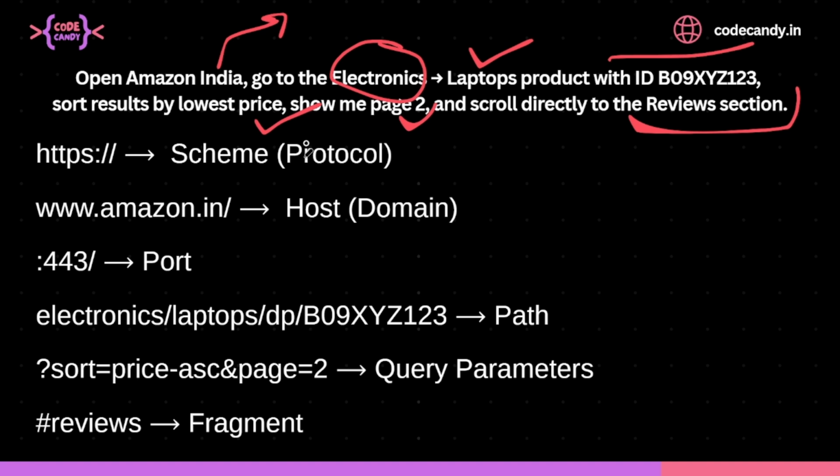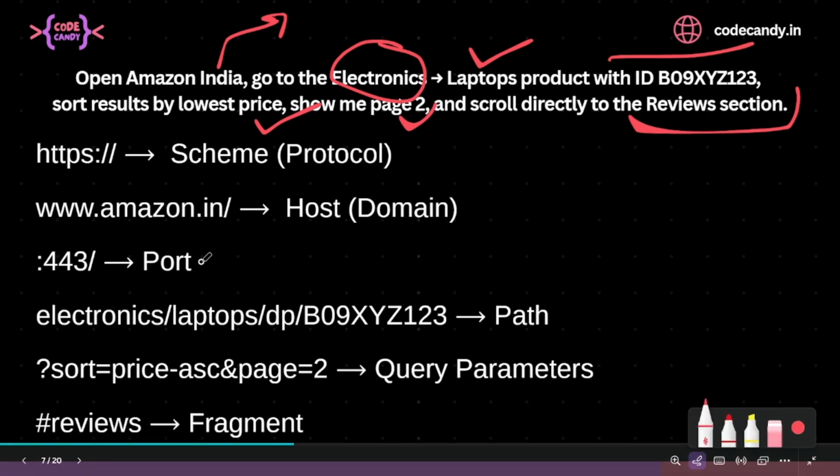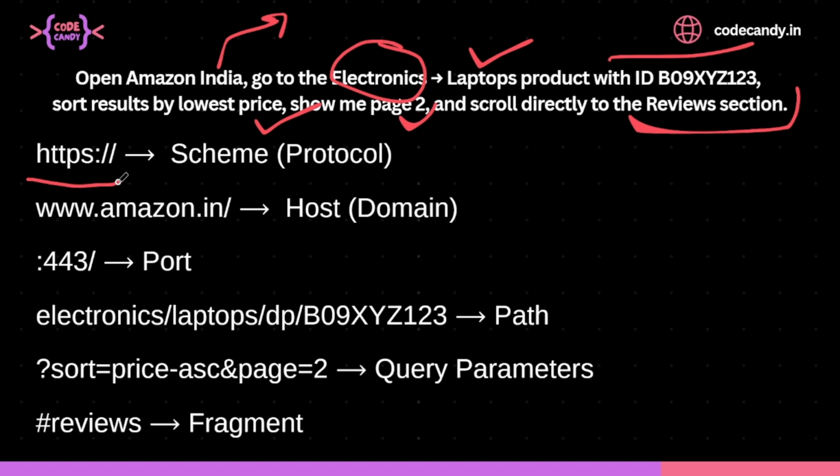Now, if I want to mention this in the form of a URL, first I will mention the protocol HTTPS. Later I will mention what server I have to search, which is Amazon. Later I am mentioning the port number.